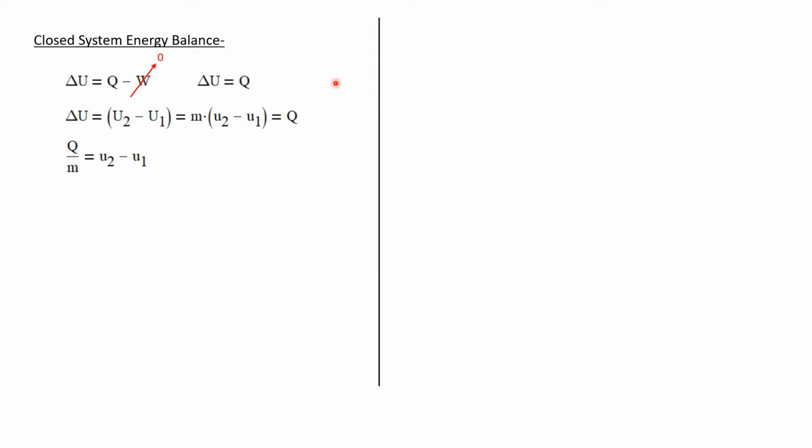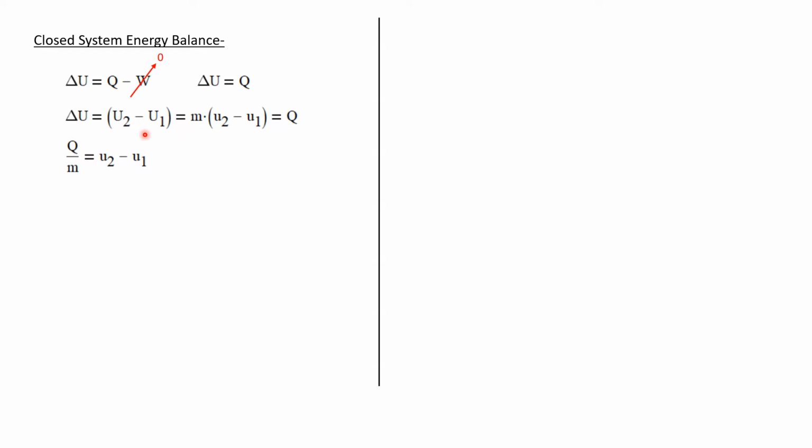So let's write an energy balance for this closed system. Since kinetic and potential energy effects have been eliminated, we can say that delta U is Q minus W. But no work can be done by a rigid tank. A rigid tank simply is not equipped to perform work. So we can eliminate that as well, and we're left with an energy balance of delta U is equal to Q.